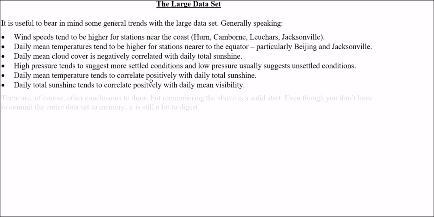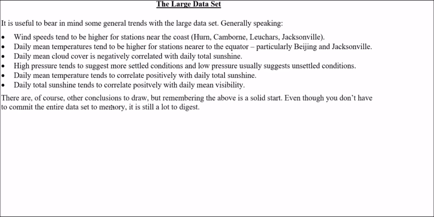Daily mean temperature tends to correlate positively with daily total sunshine. Again, a fairly common sense general correlation. Again, one of these correlations to bear in mind, daily total sunshine tends to correlate positively with daily mean visibility. There are, of course, other conclusions to draw, but remembering the above is a solid start.